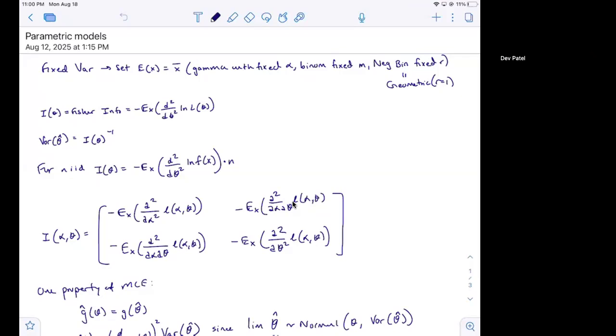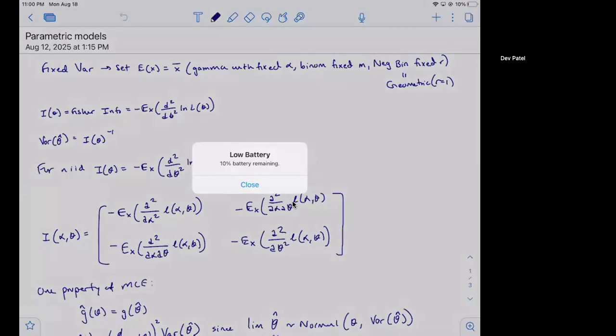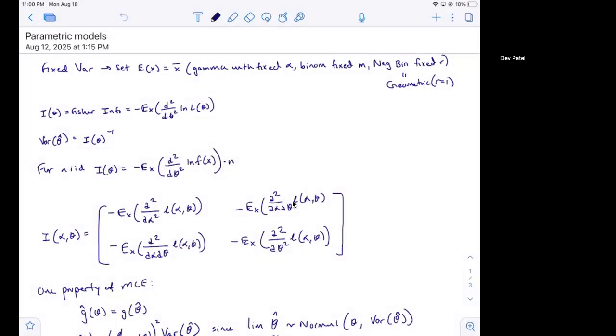So first is fixed variable. This is when you set the first moment equal to the sample mean. So the first moment, if it's gamma with fixed alpha, binomial with fixed m, negative binomial with fixed r, which is the same as geometric when r equals 1, you set that equal to the sample mean and then you solve for whatever parameter you're trying to estimate. That is one way to get an exact estimate of that parameter.